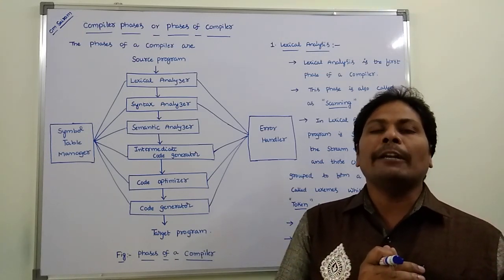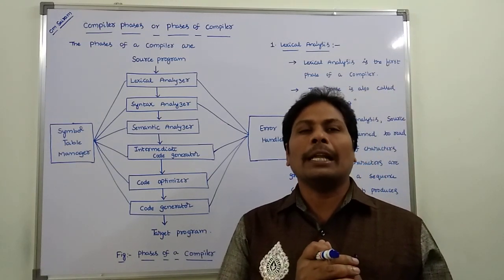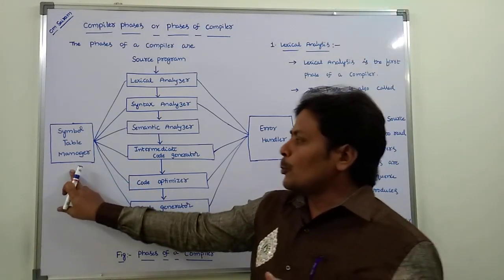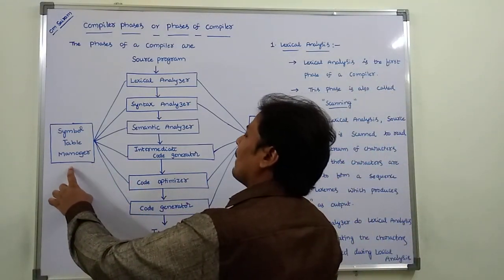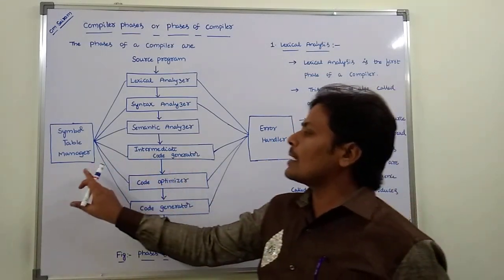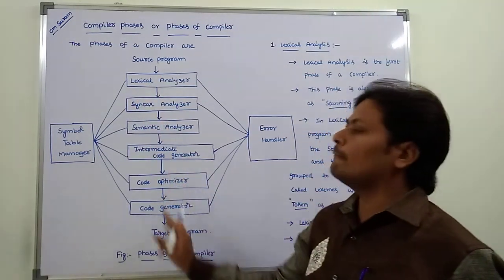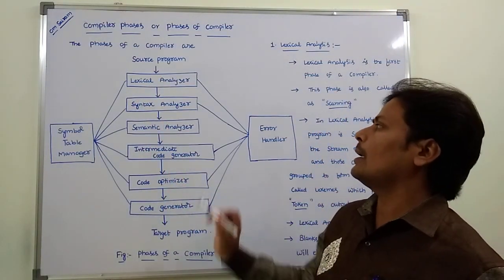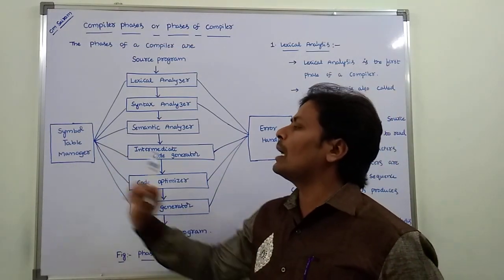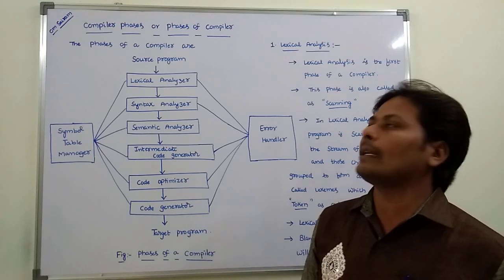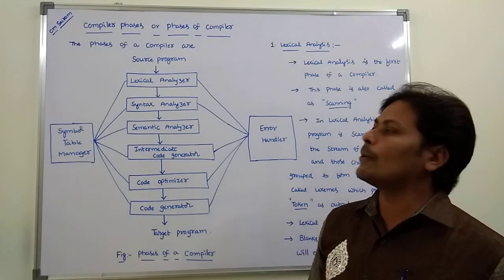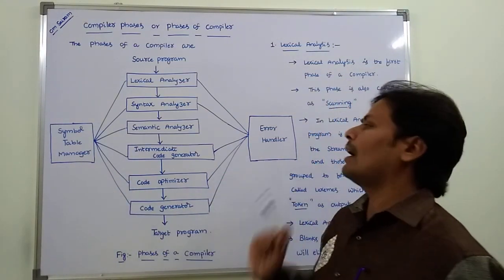Each and every phase has a particular function. These two phases, that is symbol table manager and error handler, belong to each and every phase. So here the lexical analysis phase also contains the symbol table manager and error handler. Syntax analysis phase also contains symbol table manager and error handler.